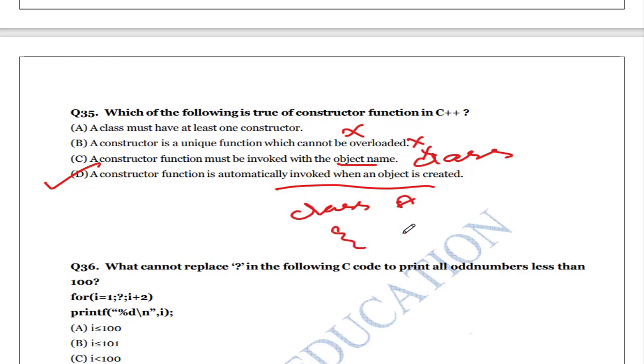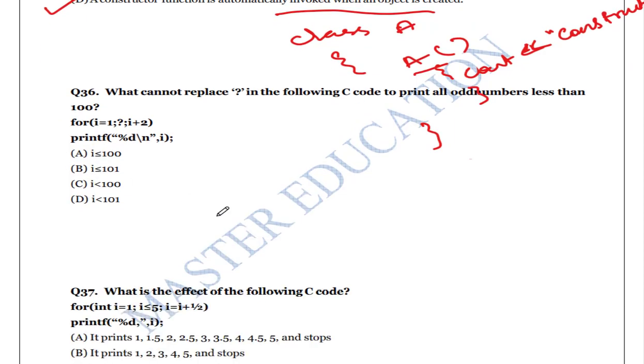So class A. Whenever you are defining a function named A, this is called a constructor. See, our constructor. So whenever the object is created, this function is automatically called.